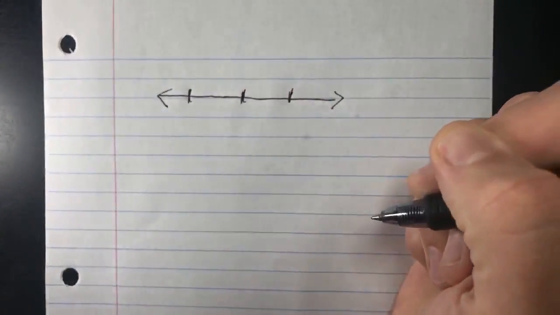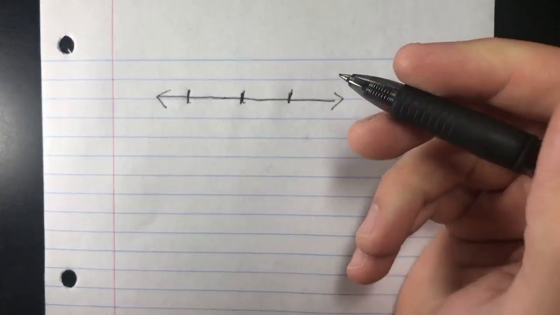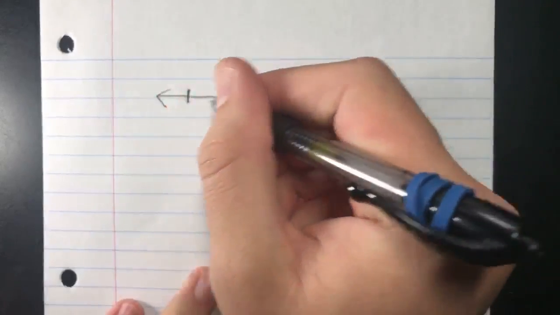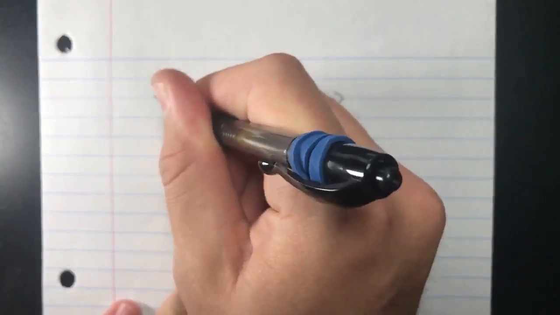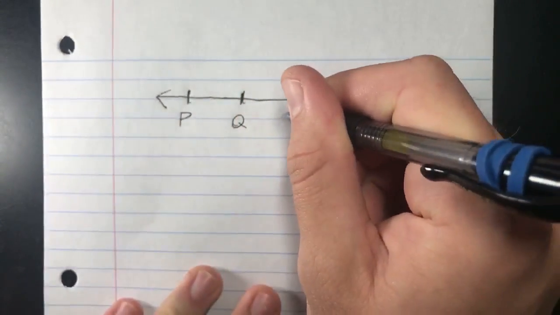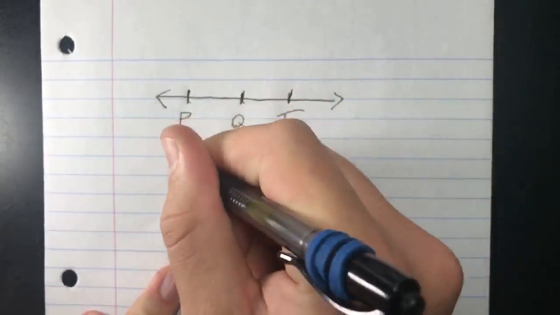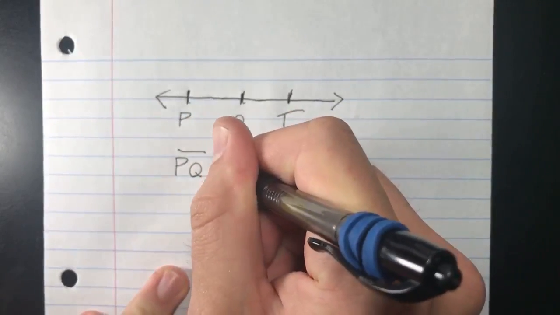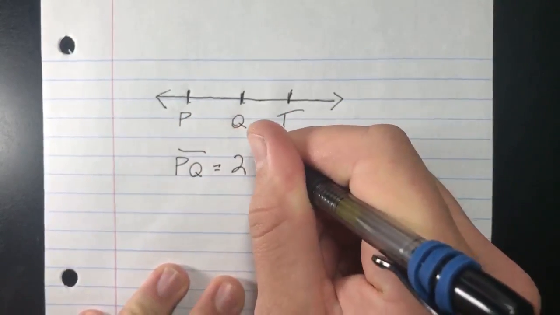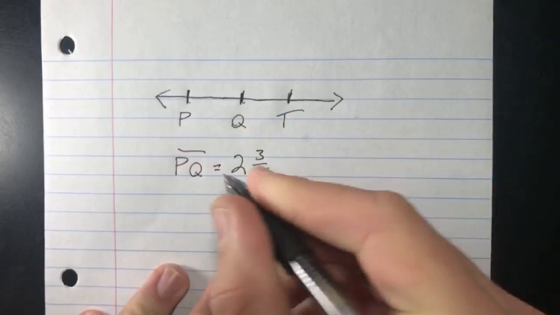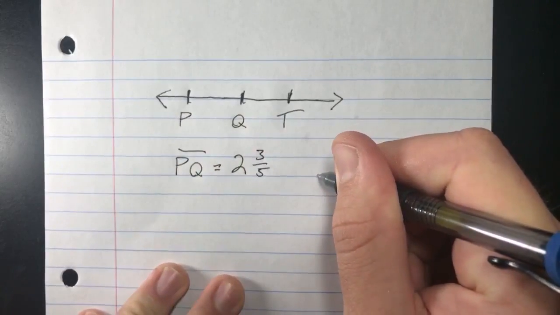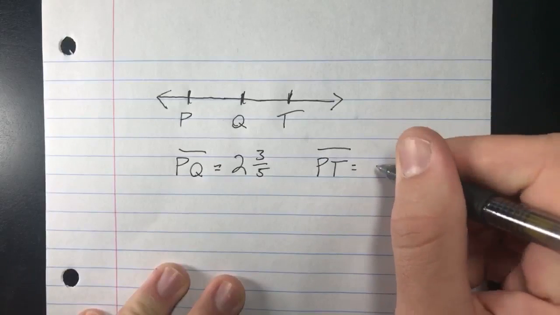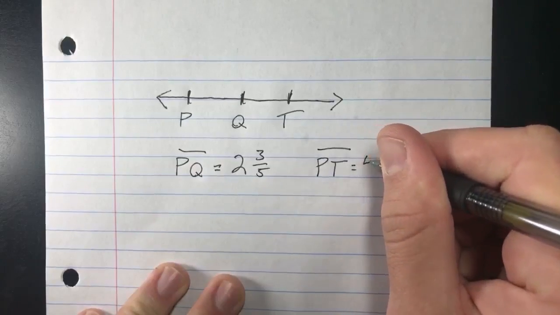So this may seem like a really simple problem to you guys, but I want you to check this out because this is something they do all of the time. They'll say that this is P and this is Q and this is T, right? And they'll say the value of PQ is, let's say, 2 and 3/5. They'll give you the value of PT, and that will equal, let's say, 4.